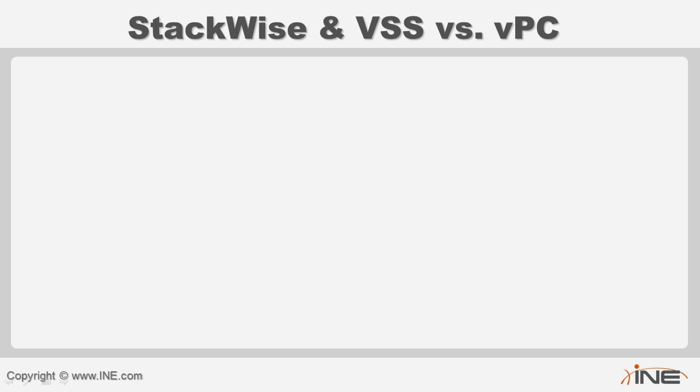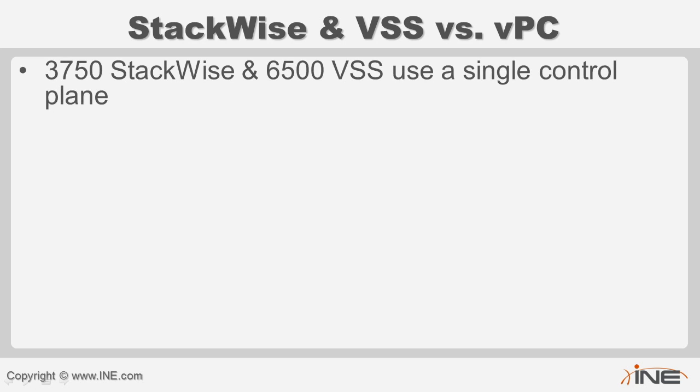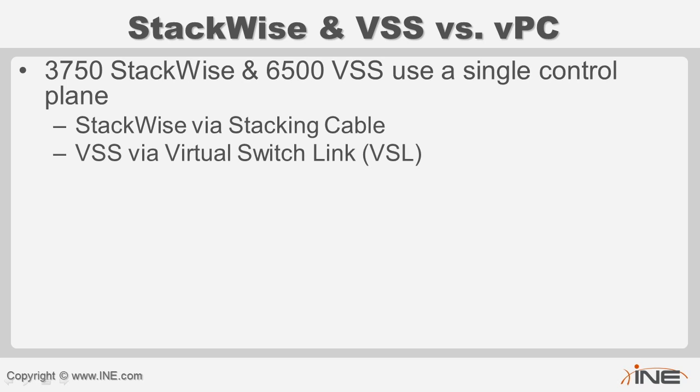Now, the main functional difference is that in the 3750 and in the VSS, they use a single control plane in order to maintain the port channeled links. Specifically, StackWise does this via that stacking cable that goes on the back side of the switches. And the VSS does this by what's known as the virtual switch link, or the VSL. So the VSL is basically like two 10 gig Ethernet links that are plugged in between the two physical chassis, and that's used to synchronize the control plane information between the switches.